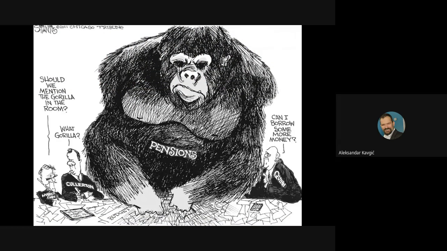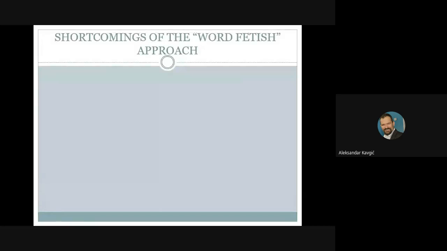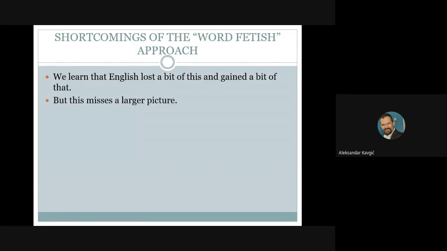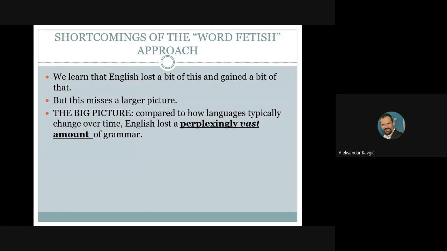This is a big problem, how to make the pension system sustainable throughout the world. That's also the gorilla in the room. So the problem with that, again, John McWhirter's term, the fetish approach, is that you learn that English lost a bit of this, gained a bit of that, but you miss the larger picture. And the larger picture is that, compared to how languages typically change over time, English lost an amazingly vast, perplexingly vast amount of grammar.